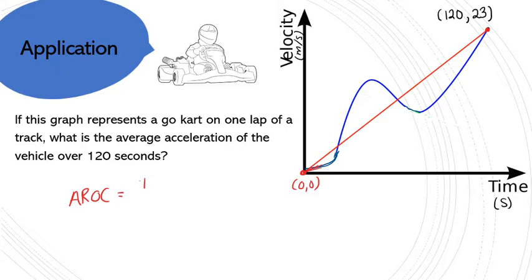f of x2 minus f of x1 over x2 minus x1. And that will give us an answer of 0.19 meters per second divided by seconds again, meters per second squared, a unit of acceleration. So that's the average acceleration. But as I look at that blue line, the average acceleration does not tell me very much about the trip. There's a lot of other stuff going on.